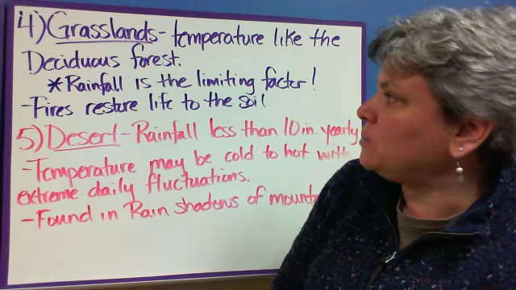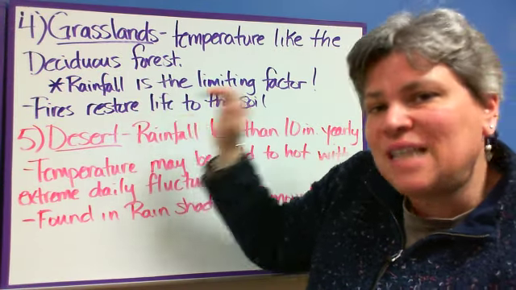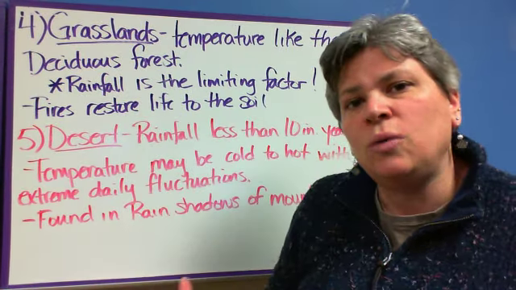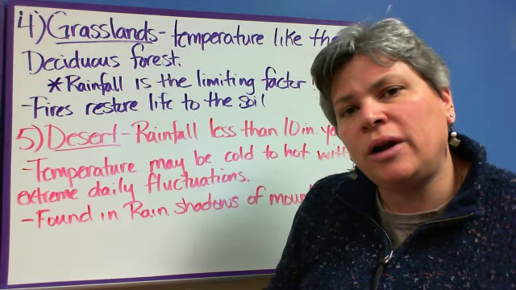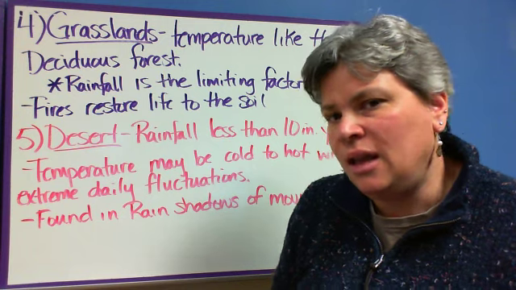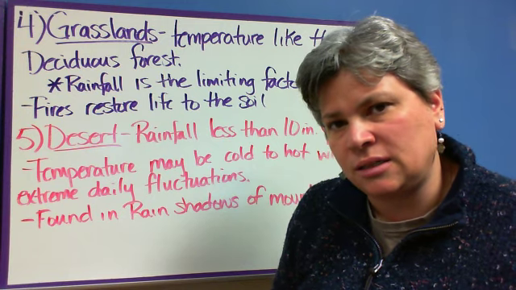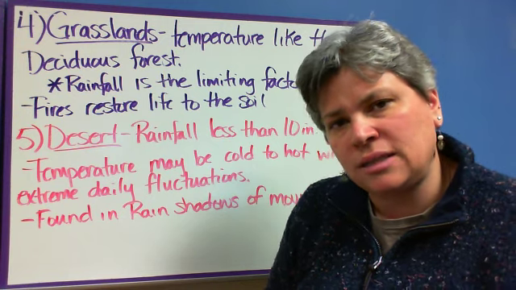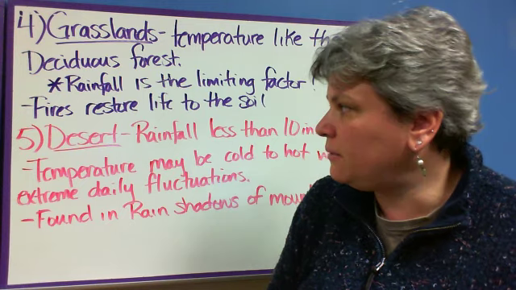They don't have as much water. Rainfall is definitely the limiting factor. You don't get the trees. The trees require so much more water. The roots have to go and find that water in the ground, and that water just isn't there in the grasslands. So there's enough to support the grasses, but not to support the tree life.